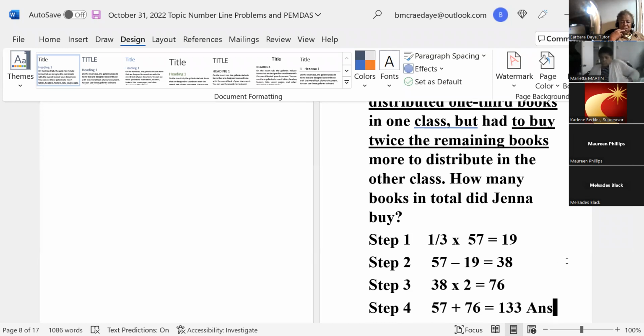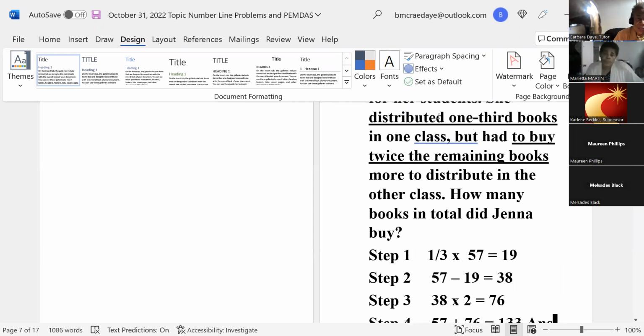So the key here is translating the words to the math. What is multiplication? What is subtraction? What is addition? Distributed 1/3, that means you took that out. That's a subtraction, right? Twice the remaining means 2 times something. That's why you had 2 times 38.